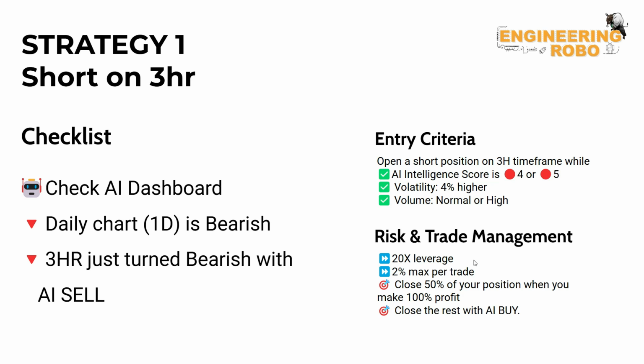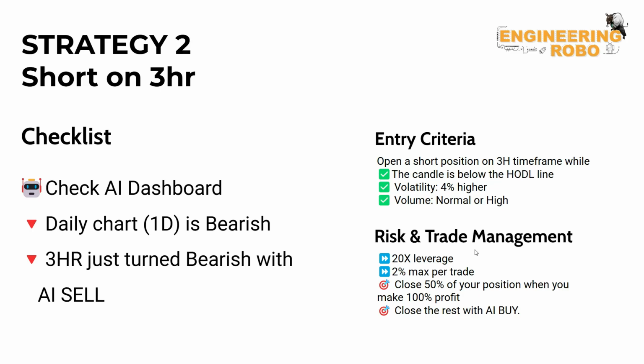You could go as high as 20x leverage on this, but you need to be careful that you are not risking more than 2% of your trade. 0.5%, 1% is doable, especially with 20x leverage. Close 50% of your position when you make 100% profit and close the rest with AI buy. That's strategy 1. Let's move over to strategy 2.